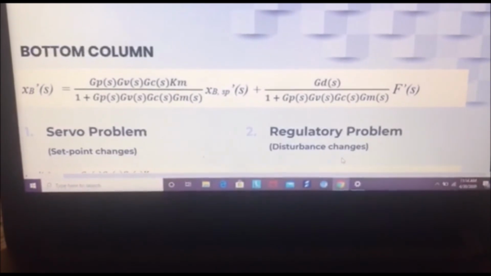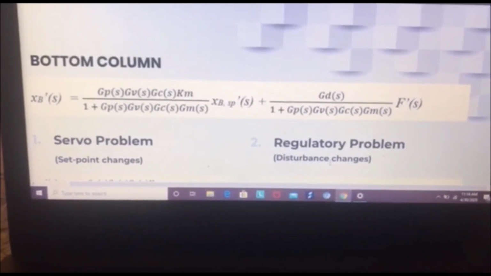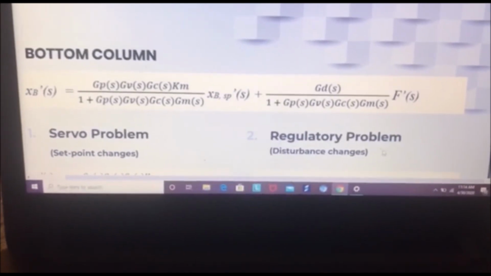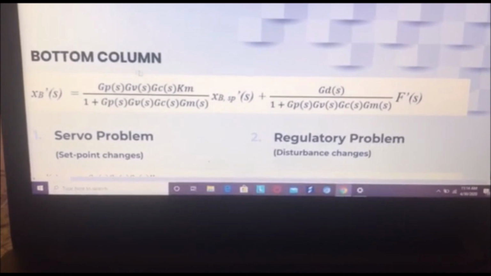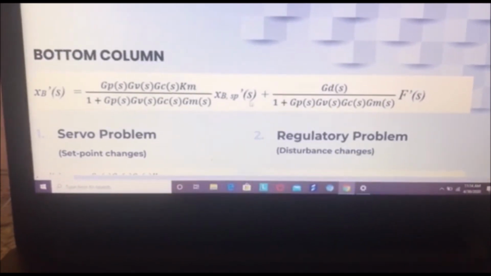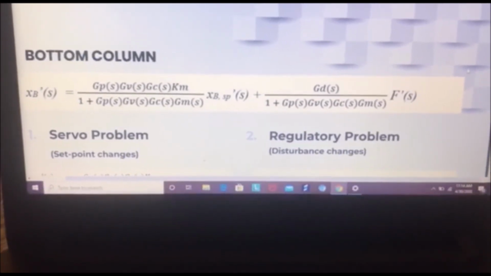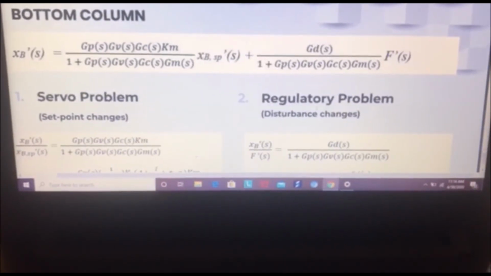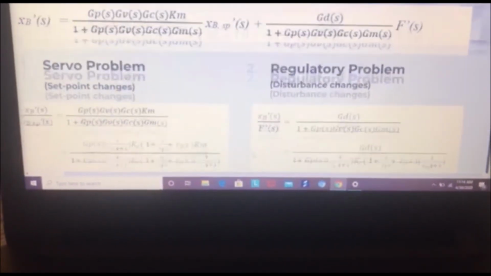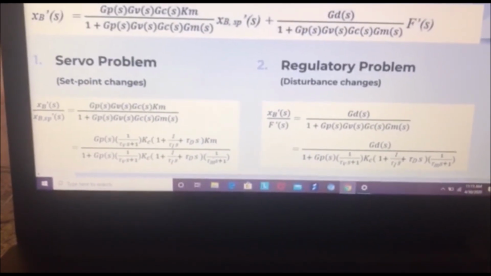For the regulatory problem, we know that the disturbance changes. Since the disturbance changes, we assume the set point is equal to 0 now. So we go back to the earlier equation again. When we substitute 0 here, this part of the equation is taken out. So we remain with this part. So the regulatory problem equation will be like this, and then we substitute all the values.